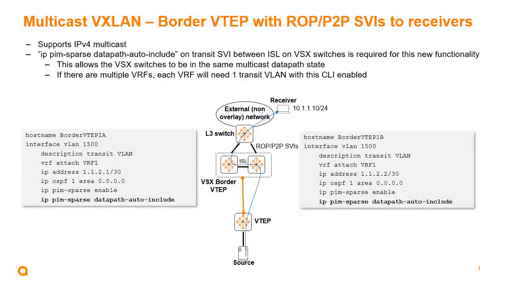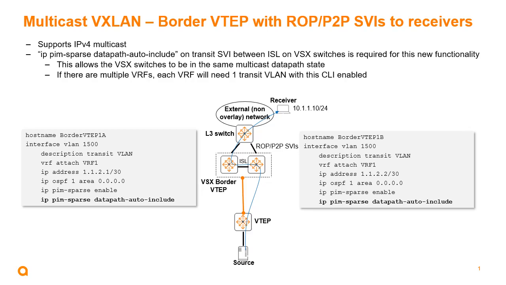Multicast VXLAN only supports IPv4 today, so that's why you can see in this picture the receiver only has an IPv4 address. This capability only supports IPv4 as well. This capability requires a new CLI. You can see ip pim sparse data-path auto-include. This is required on the transit SVI between the ISL on VSX switches. This will allow the VSX switches to be in the same multicast data path state.